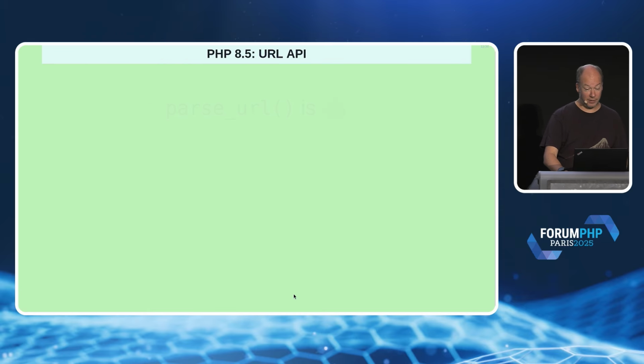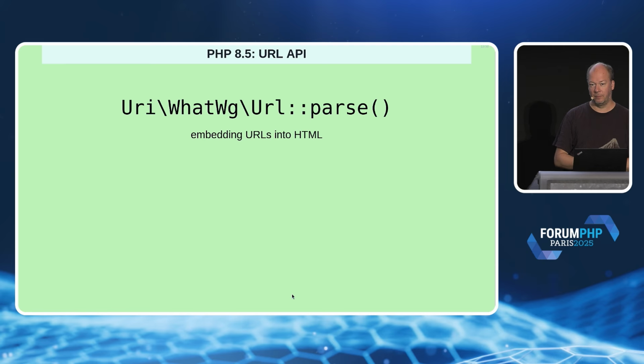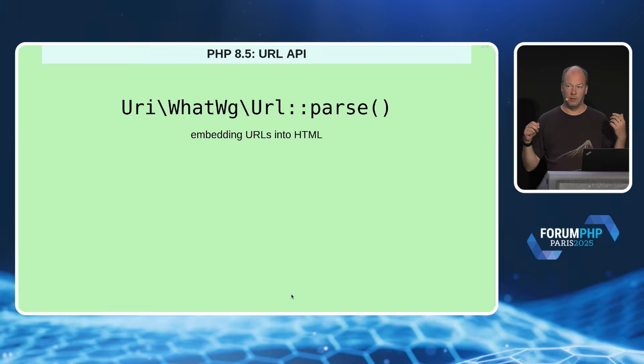So PHP 8.5 introduces a new URL object and class. It's called Uri\WhatWg\Url::parse, which is something you end up having to use when you embed URLs in HTML. So anything you need to update, like a fragment, when you need to create a link to a different page and stuff like that. This one is the best one.